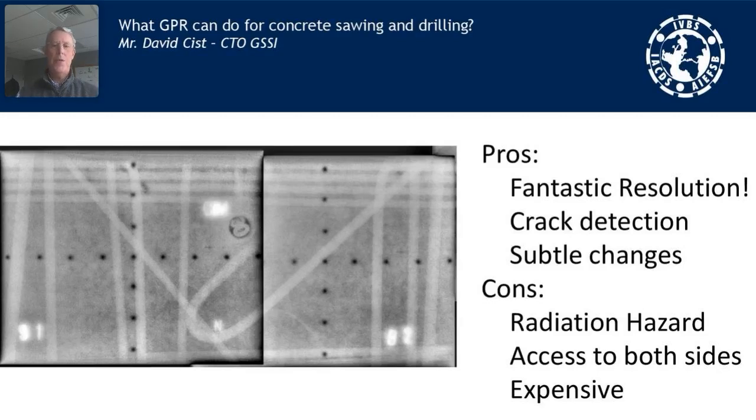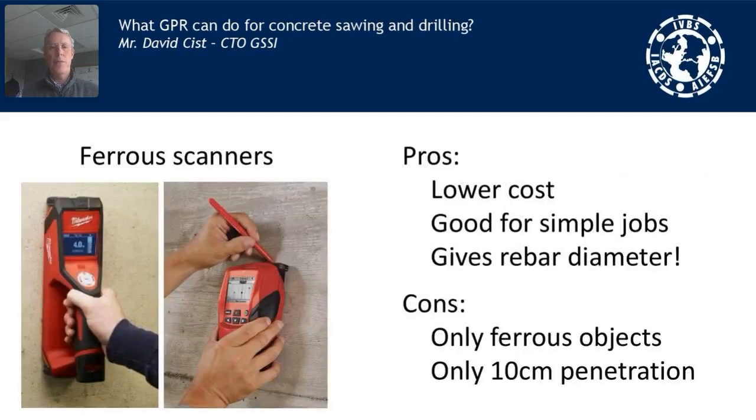This is a really great tool. The cons are that it has a radiation hazard. You would have to shut down your site while you're using it. You have to access both sides, since of course you need the X-ray tube on one side and the film on the bottom underneath. And sometimes that's difficult or not possible. And it's also very expensive. But it's a very useful tool, and people use it around the world for mapping before they cut or drill, especially in very tricky, highly complicated sites.